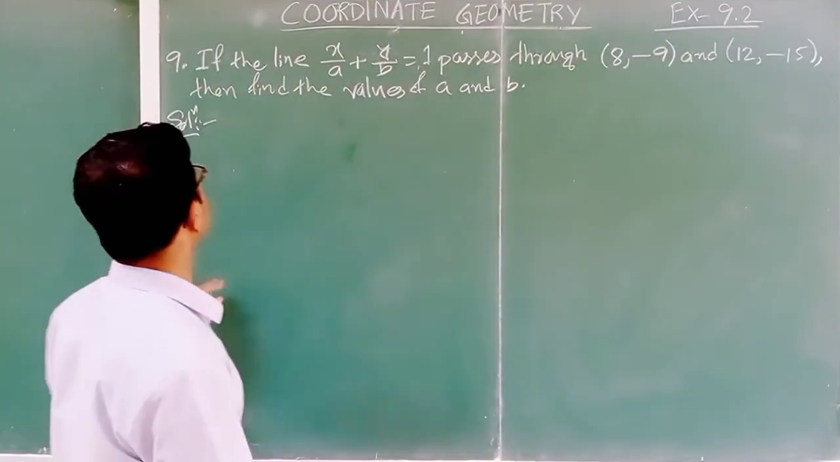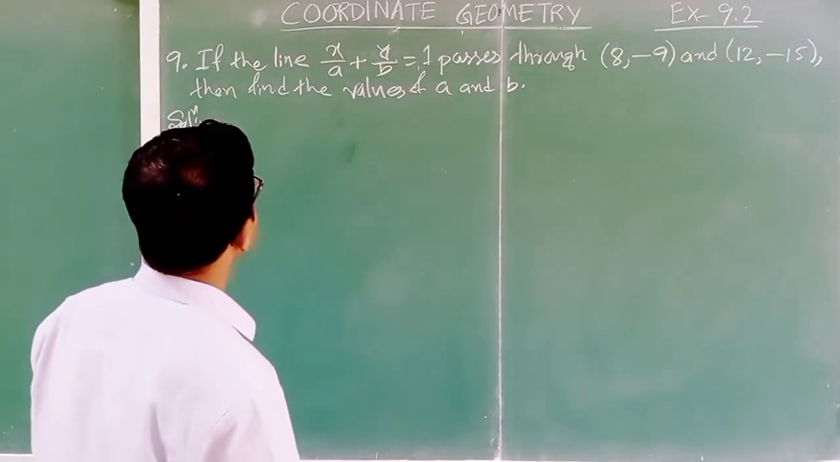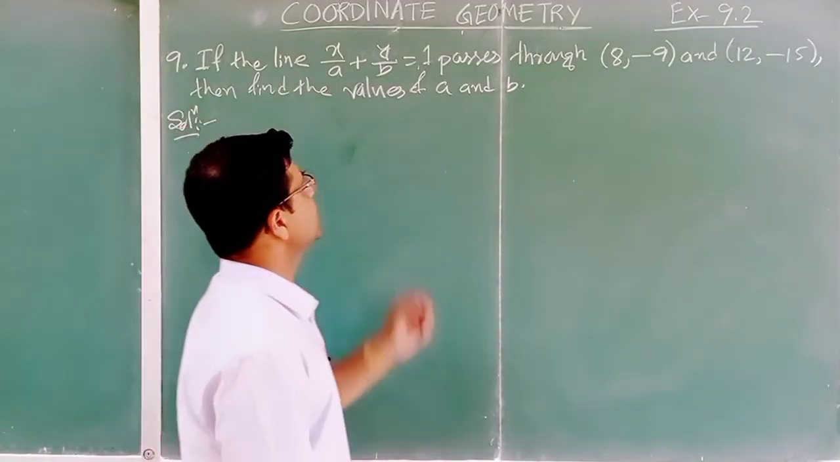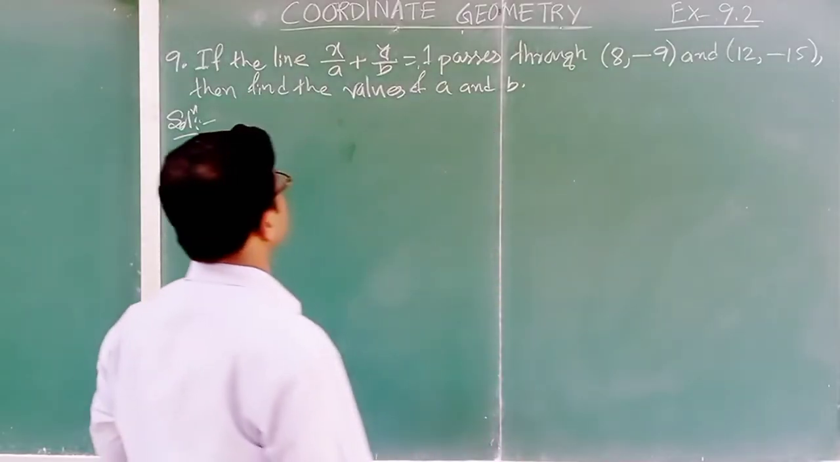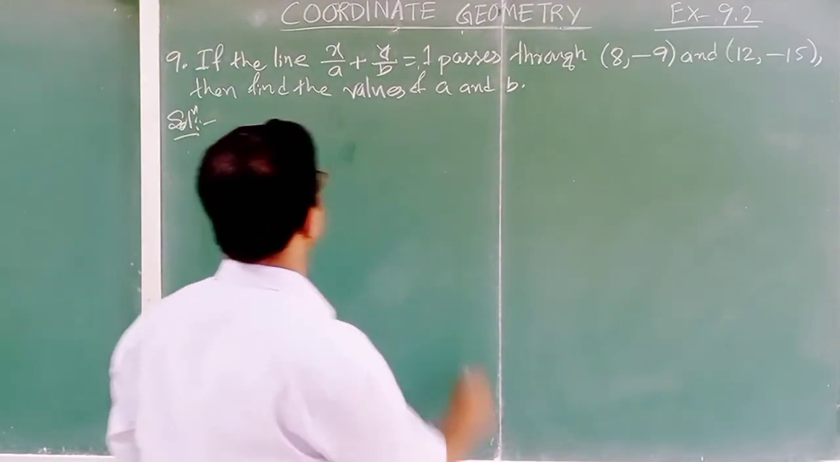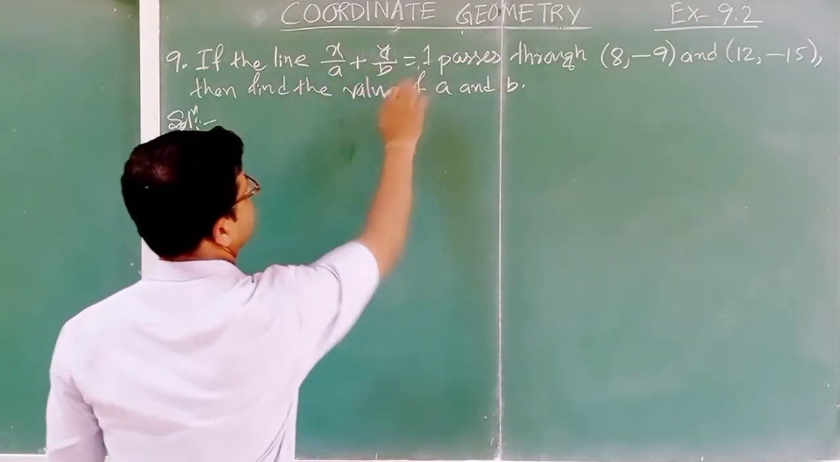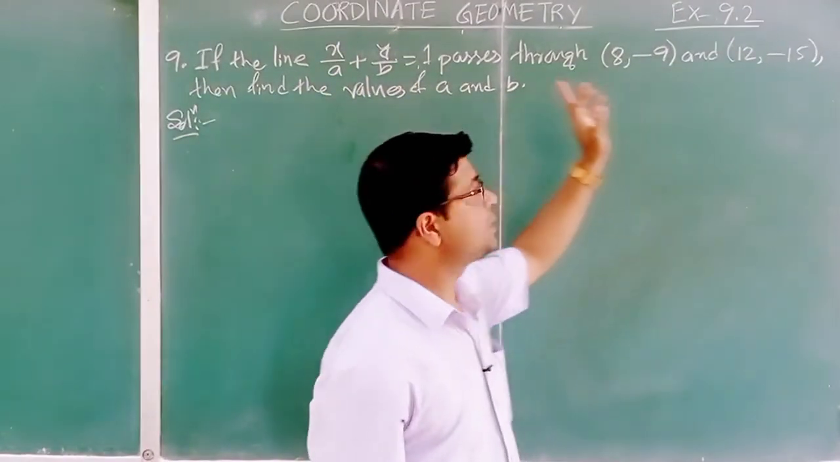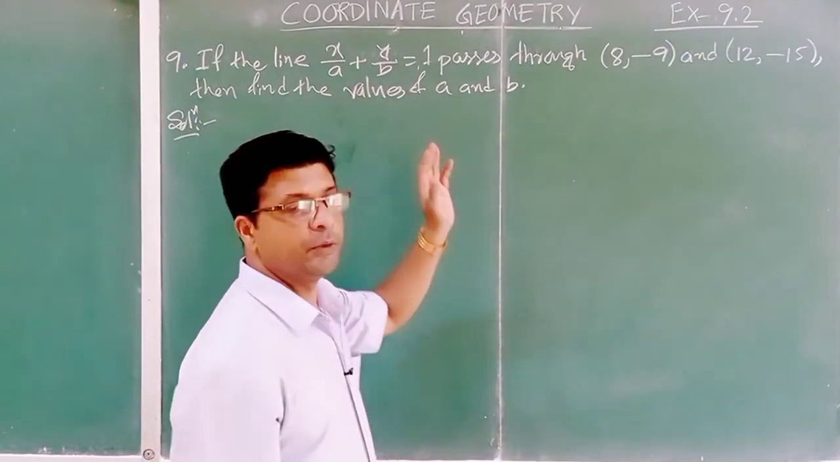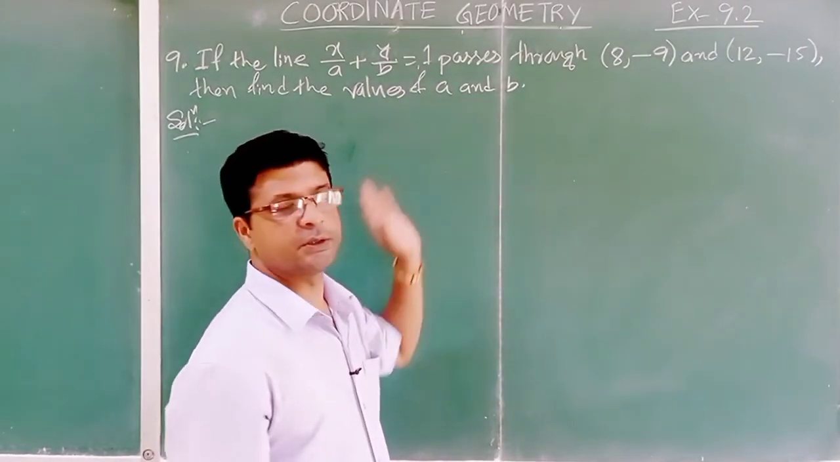Alright, now we have taken question number 9. Let us read the question. If the line x by a plus y by b is equal to 1 passes through these 2 points, then find the values of a and b. Here the equation of a straight line is this. This line passes through these 2 points. We will find the values of a and b. We shall frame 2 equations and solve for a and b.